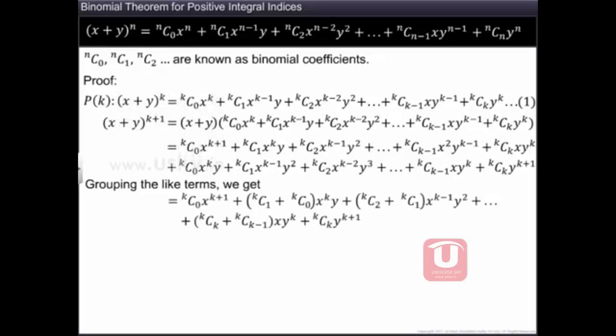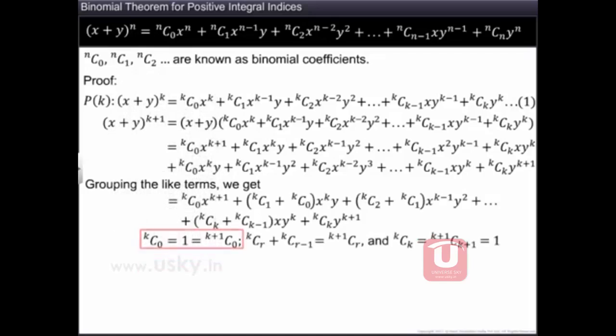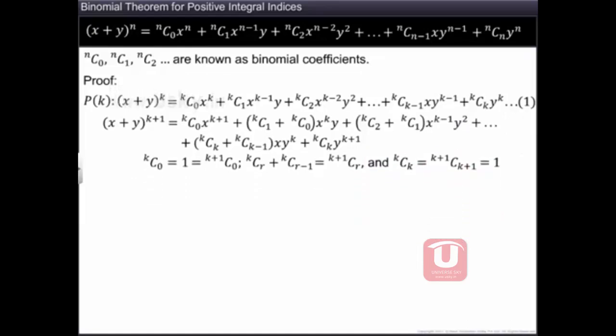We know that kC0 and (k+1)C0 are equal to 1. kCr plus kC(r-1) is equal to (k+1)Cr, and kCk and (k+1)C(k+1) are equal to 1. Using them, the expression can be rewritten as shown.